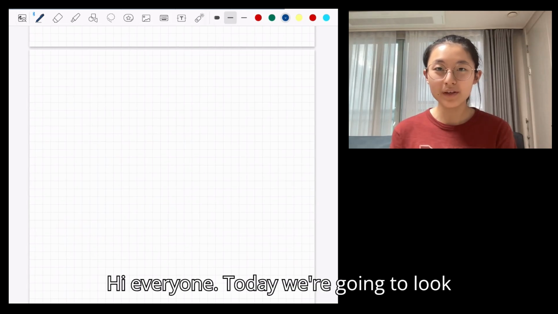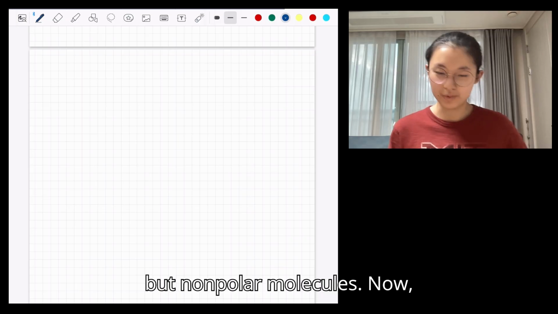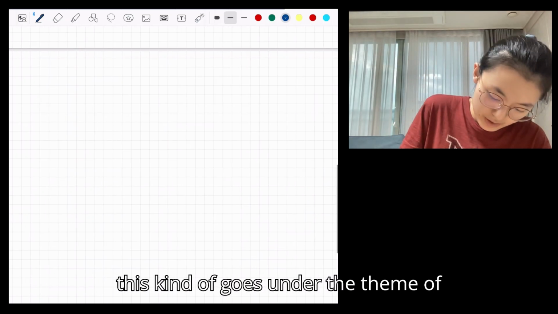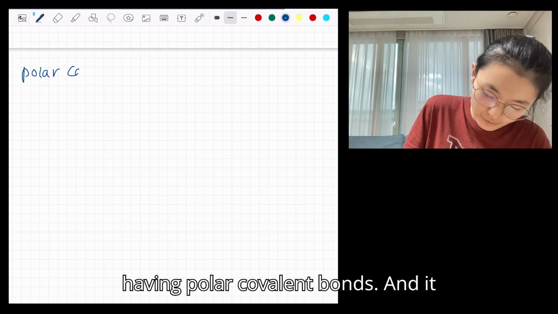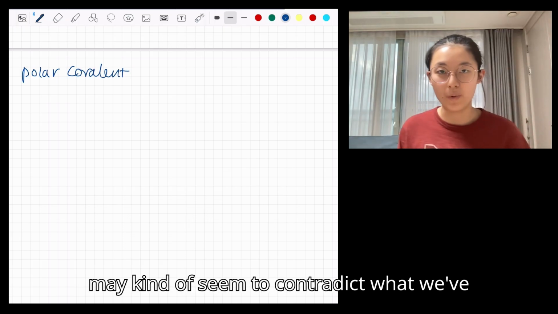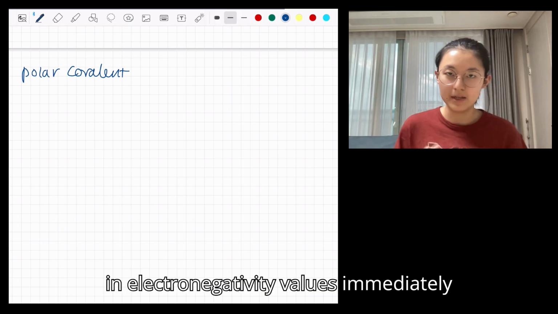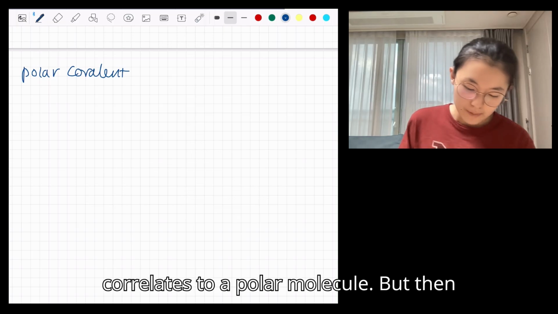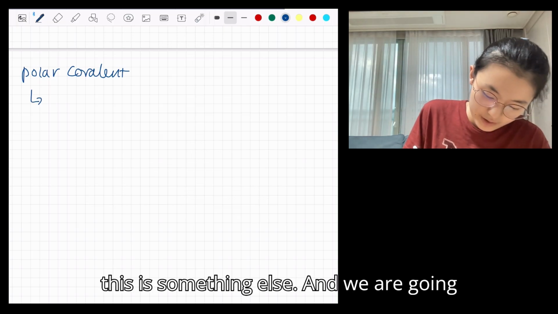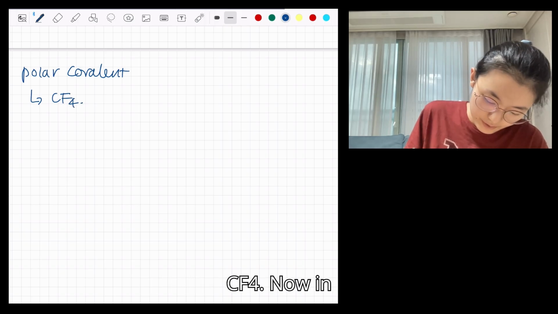Hi everyone, today we're going to look into the concept of having polar bonds but non-polar molecules. Now, this goes under the theme of polar covalent bonds, and it may seem to contradict what we've learned earlier regarding how a difference in electronegativity values immediately correlates to a polar molecule, but this is something else. We are going to look at this via an example of CF4.